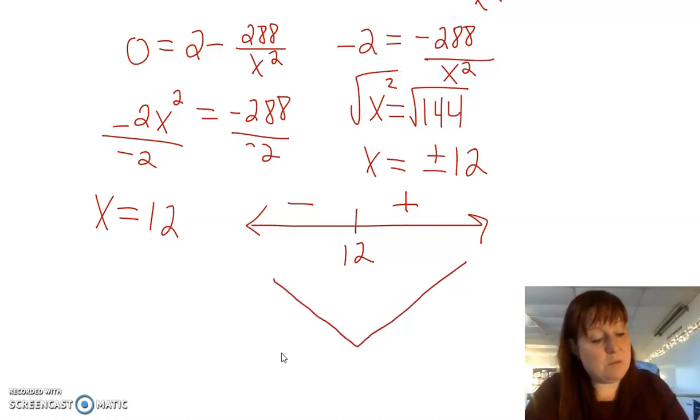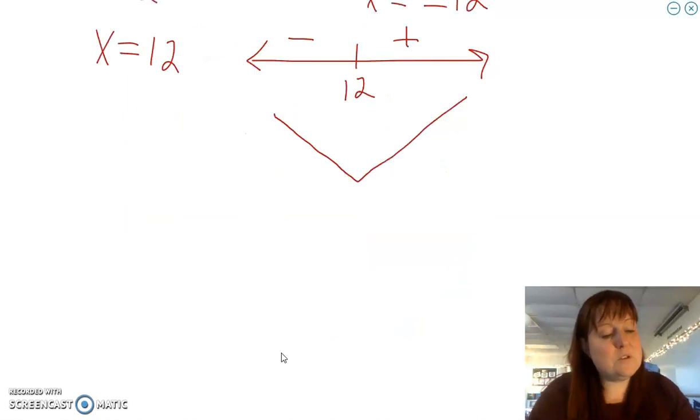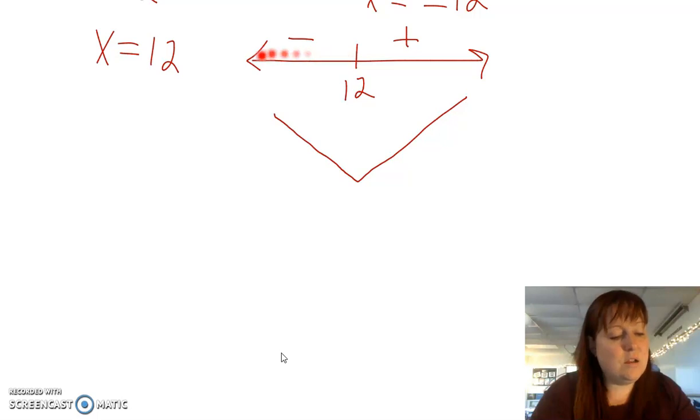So 12 is a minimum, which means when x is less than 12, these numbers produce a larger sum, and then we're getting smaller sum, smaller sum, smaller sum, and this is the smallest possible sum that we can get. And then as x gets bigger, we have a bigger sum, bigger sum, bigger sum. Okay?